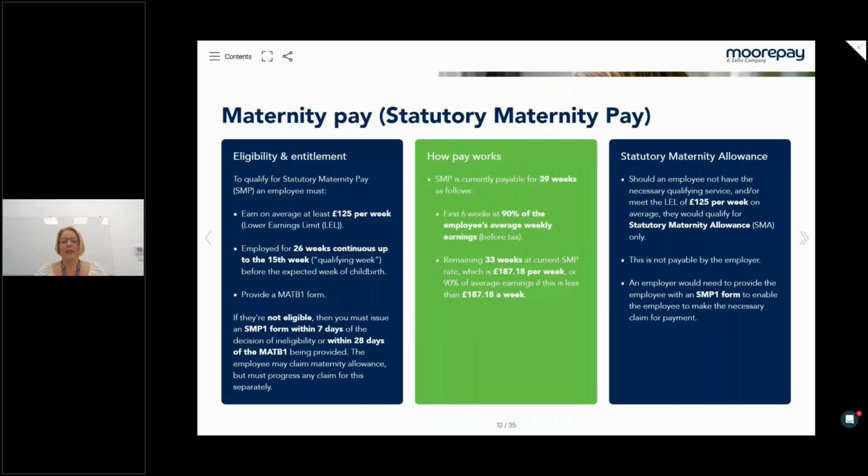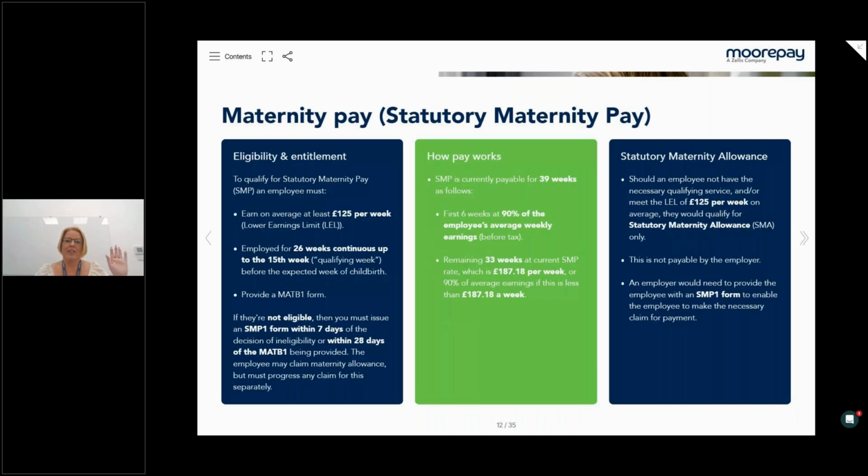So how does the pay work? Statutory maternity pay is payable for 39 weeks in total. The first 6 weeks are paid at 90% of their average weekly earnings, and this is before tax, and includes any bonuses or anything that they've got in that particular pay period. It is based on their gross pay, and you work out 90% of their average weekly earnings, which you count back, same as the entitlement, from the MAT B1. You count back 15 weeks to the qualifying week, and then take the 8 weeks run up to that, or the last 2 months' pay, and work out their gross weekly earnings.